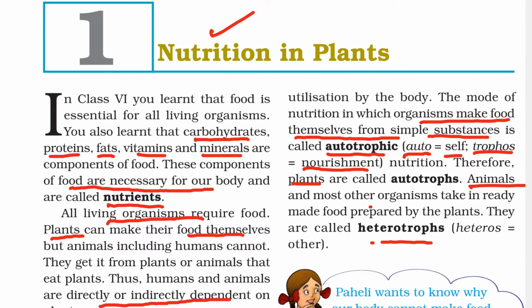Animals and other organisms take in ready-made food which is prepared by the plants. That means they cannot prepare their food. They are directly or indirectly dependent on plants. So such mode of nutrition is called heterotrophic mode of nutrition. An example for heterotrophic mode of nutrition is animals or humans. That's why they are called heterotrophs.